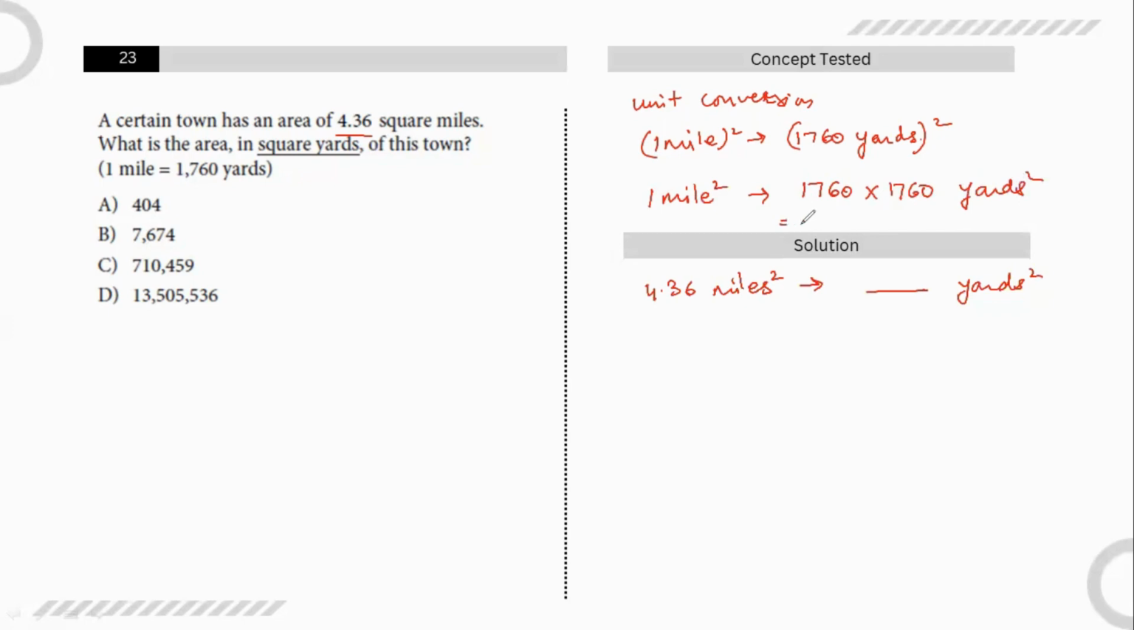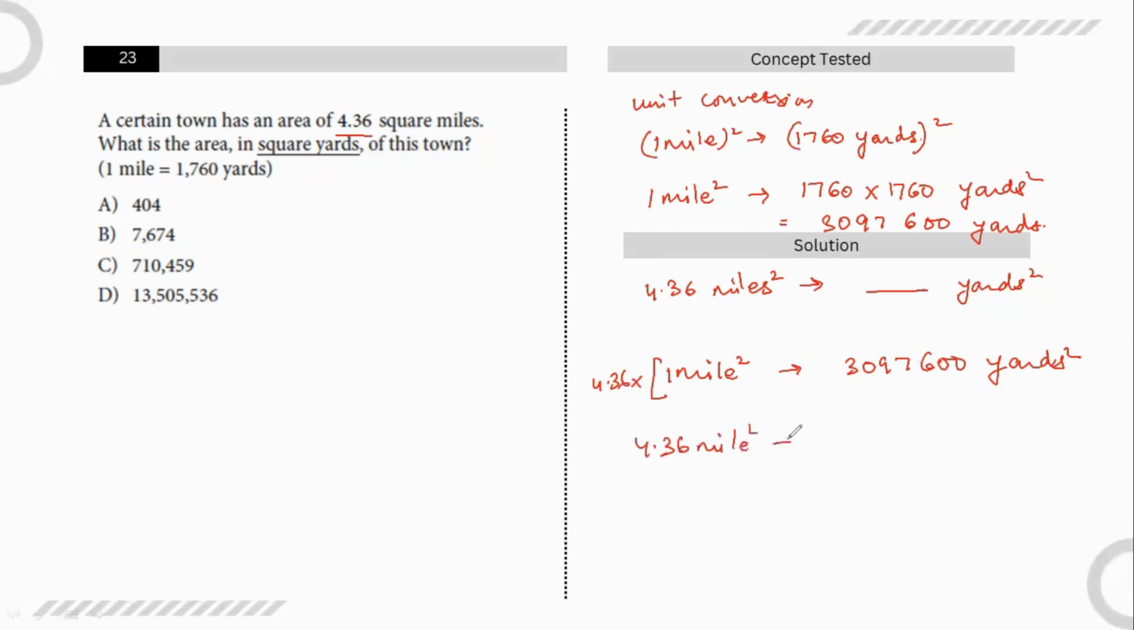And what is 1760 times 1760? Using the calculator here, that is 3097600 yards square. So 1 mile square is 3097600 yards square. So can we say that for 4.36 mile squares, let's multiply both sides by 4.36. So 4.36 mile square is actually equal to 4.36 multiplied by 3097600 yards square, right? Just multiply this, 3097600 times 4.36, and that is 13505536 yards square, right? So that's the conversion here.